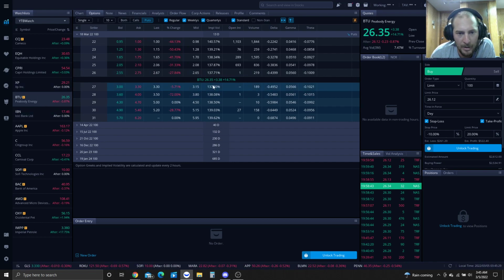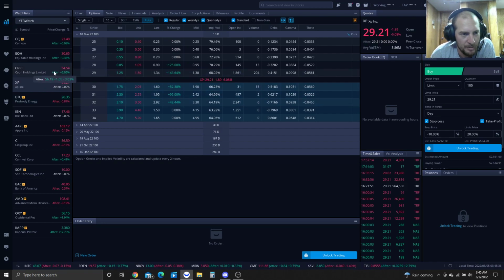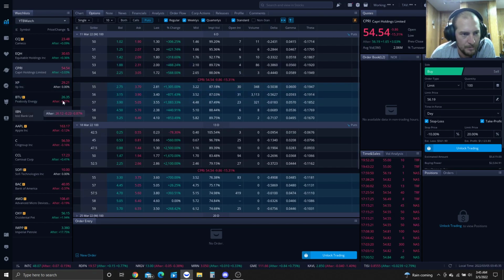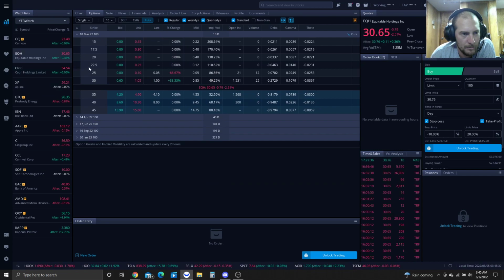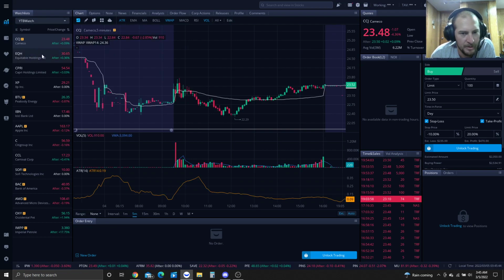VTU. Implied volatility is really high here. This one's super borderline. XP's borderline as well. 490. Okay, so I'm going to leave this as is, right?